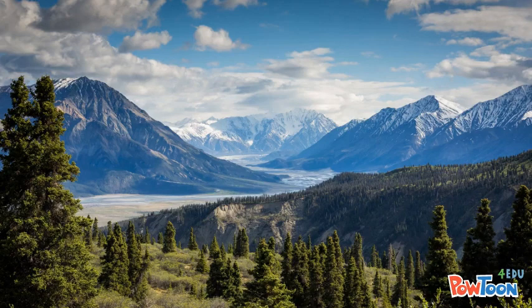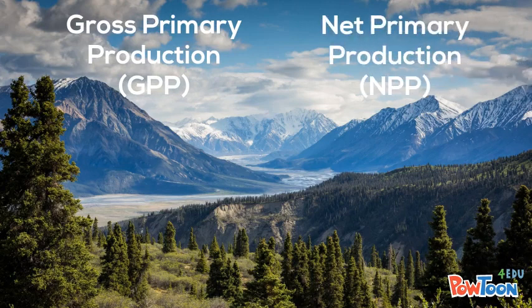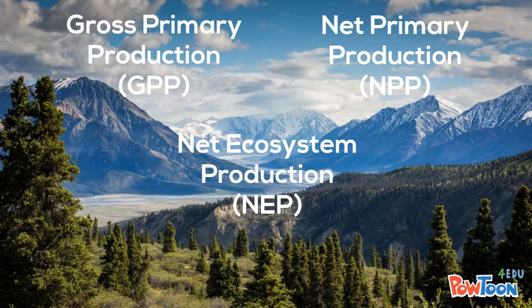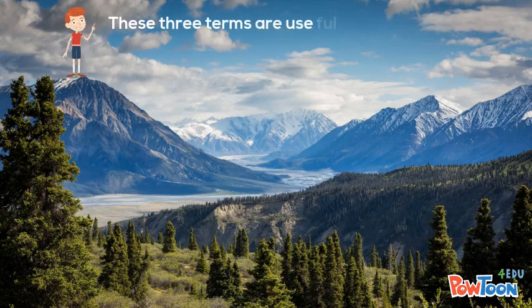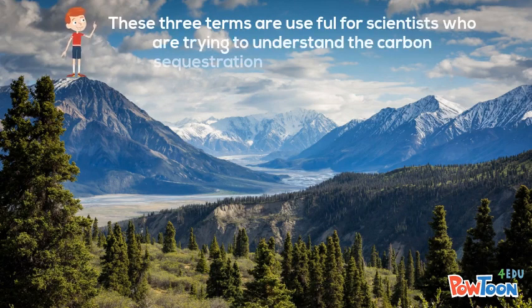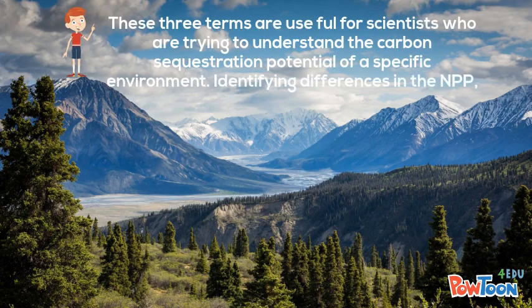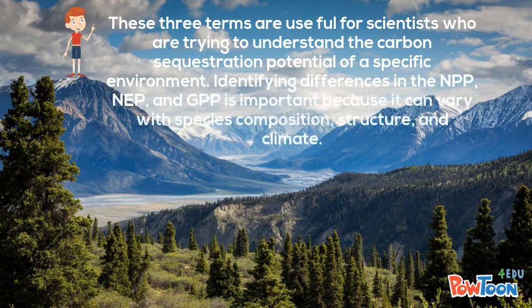Today we are going to be talking about gross primary production, net primary production, net ecosystem production, and their functional use in the analysis of an ecosystem's carbon budget. These three terms are useful for scientists who are trying to understand the carbon sequestration potential of a terrestrial environment. Identifying differences in the NPP, NEP, and GPP is important because it can vary with species composition, structure, and climate.